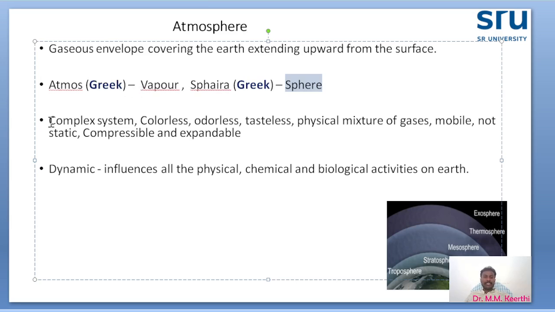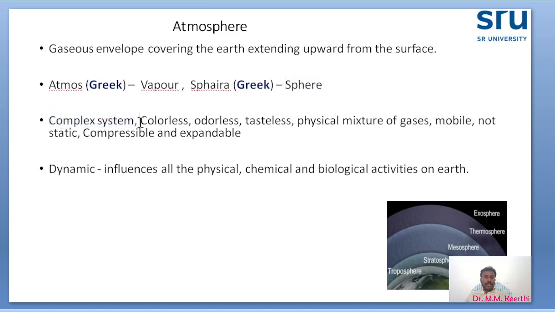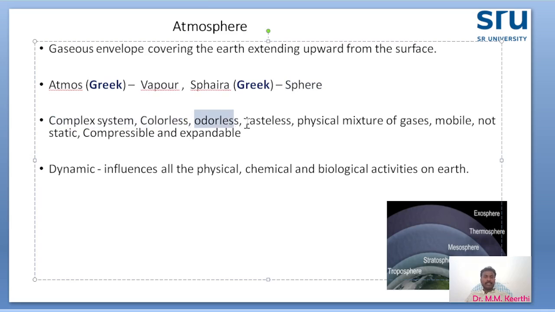What are the characteristics of the atmosphere? Atmosphere is a complex system. It is colorless, odorless, tasteless, and a physical mixture of different gases. The air is mobile, not static. It is compressible and expandable. So the characteristics are: complex system, colorless, odorless, tasteless, physical mixture of gases, mobile and non-static, compressible and expandable.